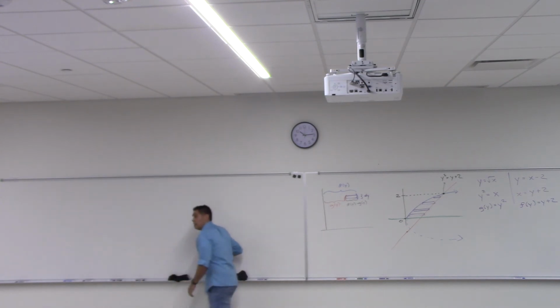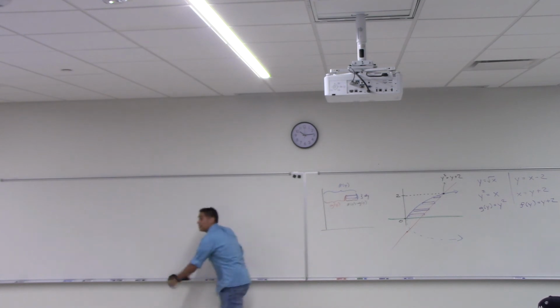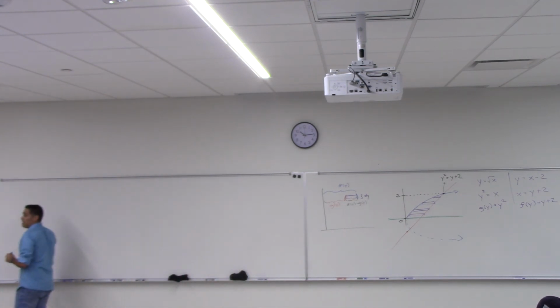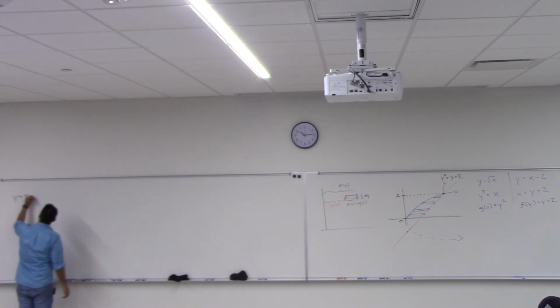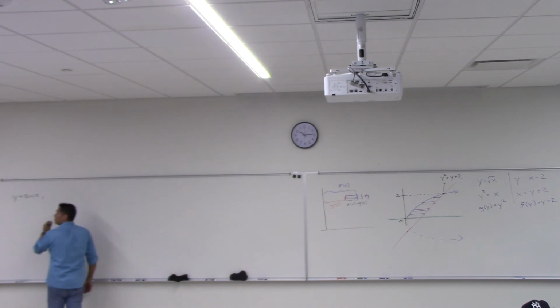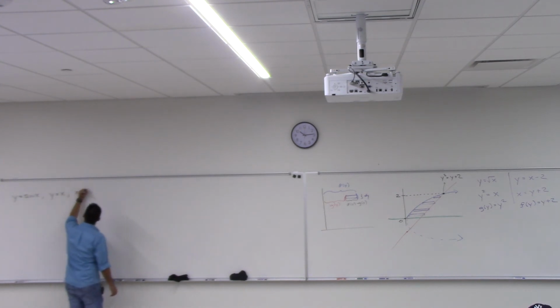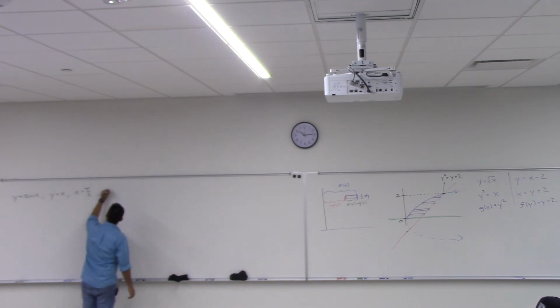All right. Sketch the region bounded by y equals sine x, y equals x, x equals pi over 2, x equals pi. Okay, y equals sine x, y equals x, x equals pi over 2, x equals pi.